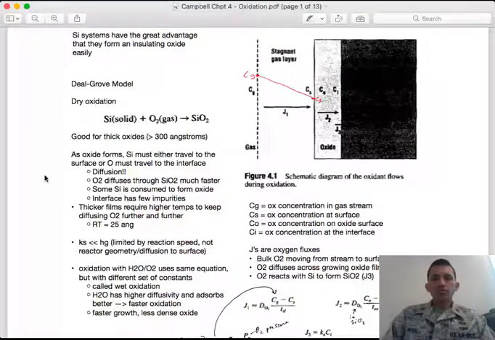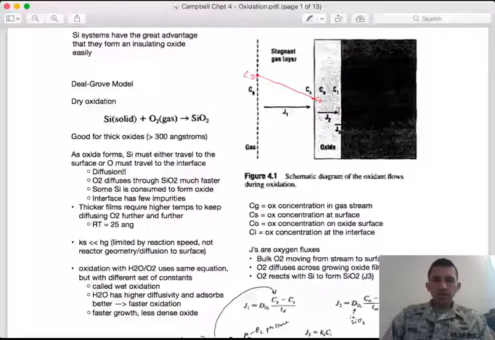Here we can draw on our previous coverage of diffusion. So remember, diffusion has a diffusivity, so there's a constant that is modified exponentially by a term that includes the activation energy and temperature. So this diffusion through the oxide layer is going to increase rapidly with temperature, as we would expect.